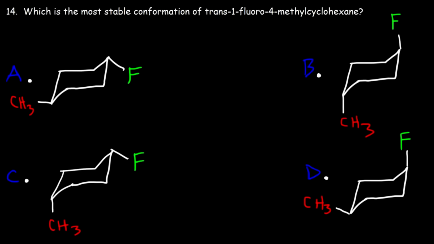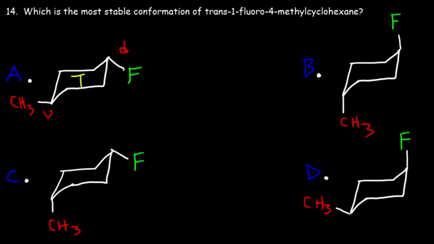Number 14. Which is the most stable conformation of trans-1-fluoro-4-methylcyclohexane? So first, let's identify which of these represents trans and which ones are cis isomers. So A, is it a trans isomer or a cis isomer? The fluorine is in the equatorial position, which is towards the side. But notice that it's going down slightly, so it's equatorial down. And the methyl group is in the equatorial position, but it's slanted slightly up. So if one position is up and the other is down, that is going to be the trans isomer.